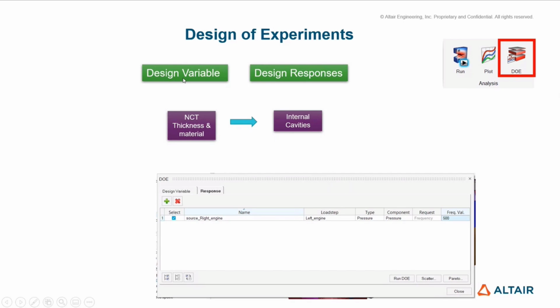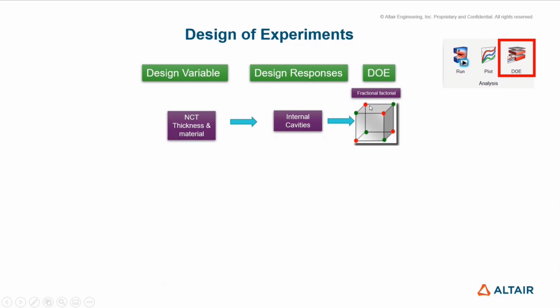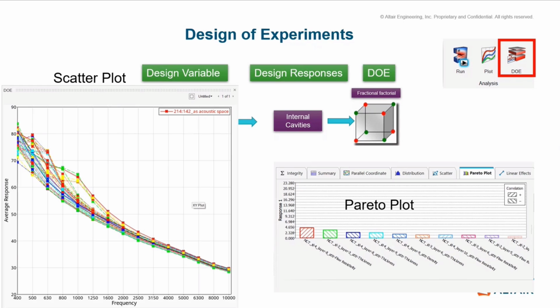Once you have defined the design variables and design responses, currently we are using a fractional factorial matrix algorithm to create the design of experiments. Using that, you can plot the scatter plot to see how the response of a particular cavity will look because of this change in design variables. You can also do a Pareto plot, in which you can see which particular NCT is the most contributing one, identify whether the design variable is flow resistivity or thickness, and then take a decision on this.